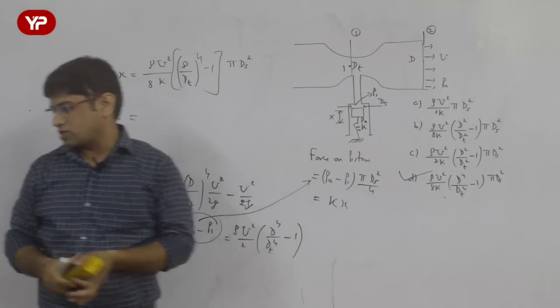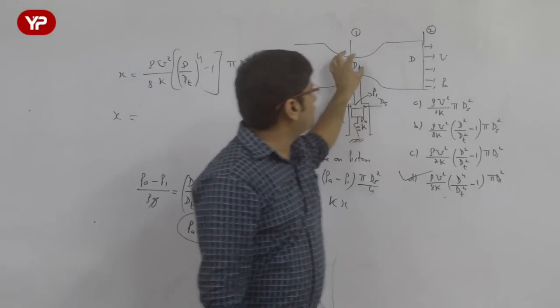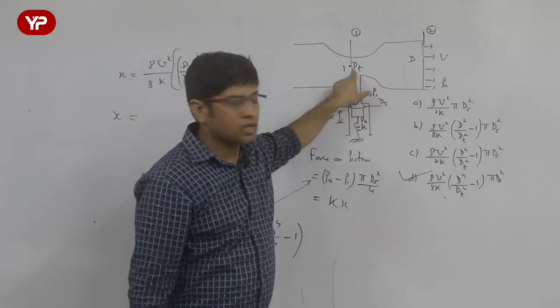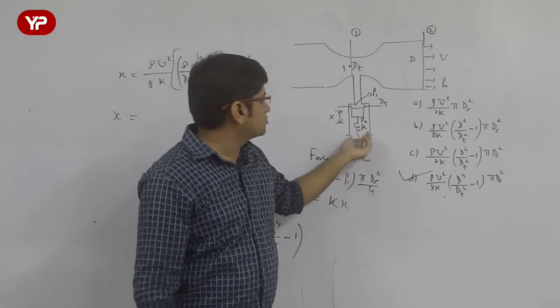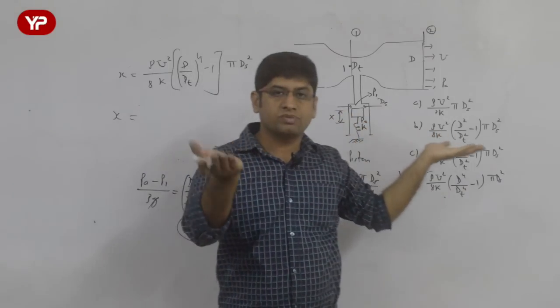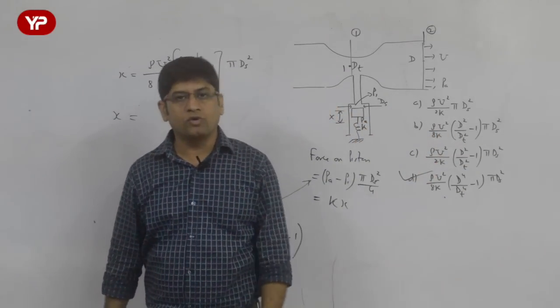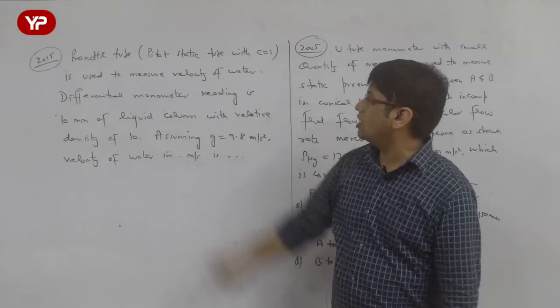So it's a very simple question. It was not a difficult question. The only thing we have to do is apply the Bernoulli equation between two sections and find out PA minus P1. That PA minus P1 acts on the piston as a force, which is in terms of K into the displacement of the piston, and that x value can be calculated accordingly. Very simple question. I hope you understood this. Just note it down. So let's go for this question now.